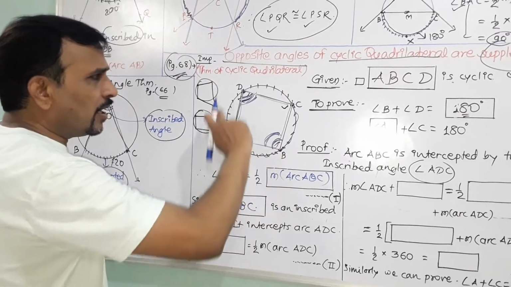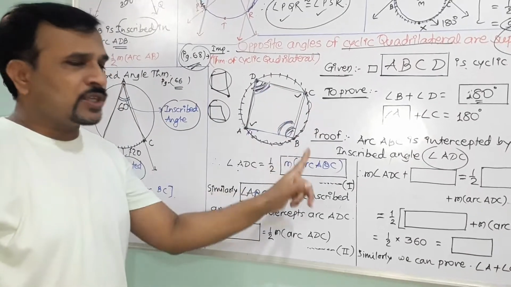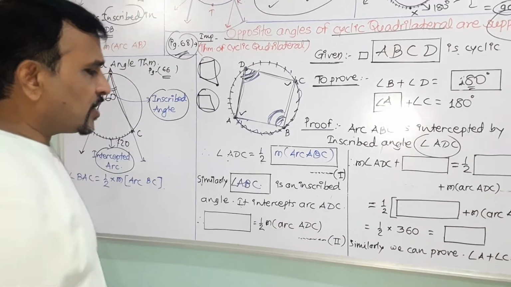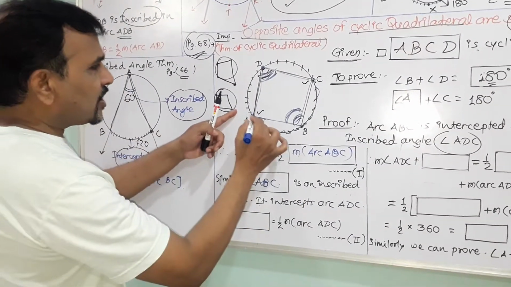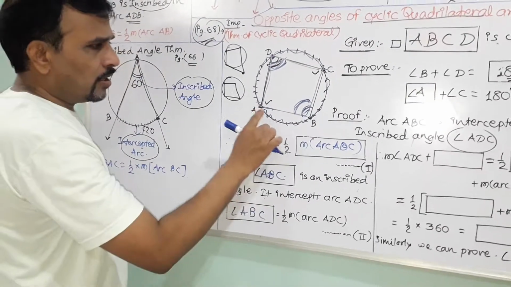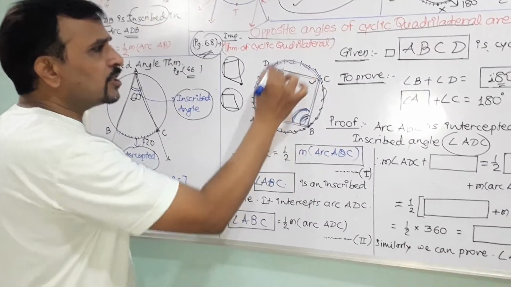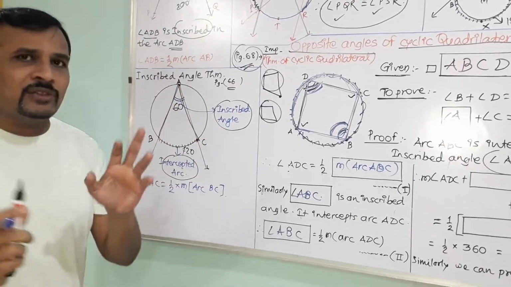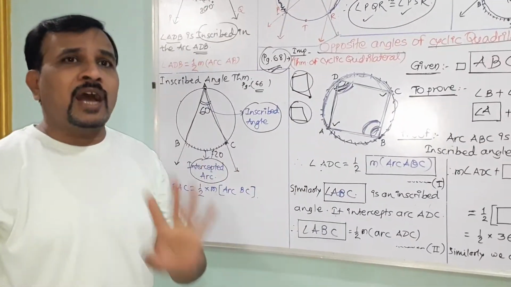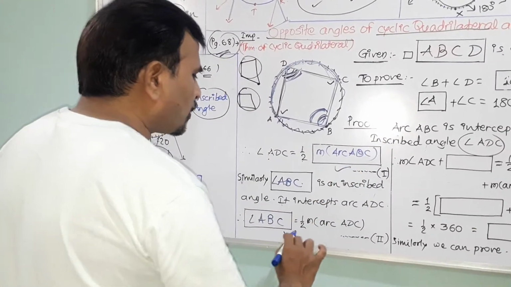See this angle ABC. Angle ABC is the inscribed angle, and its opposite arc is intercepted. Very simple. It intercepted arc ADC. So, here you have to write angle ABC equals 1/2 into arc ADC, according to the inscribed angle theorem. We know the measure of an inscribed angle is half of the intercepted arc. Very simple statements are there. This is equation 1, this is equation 2.